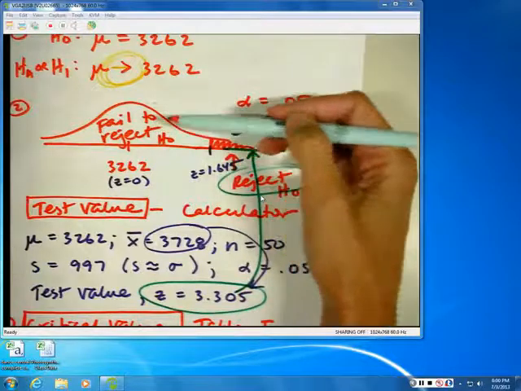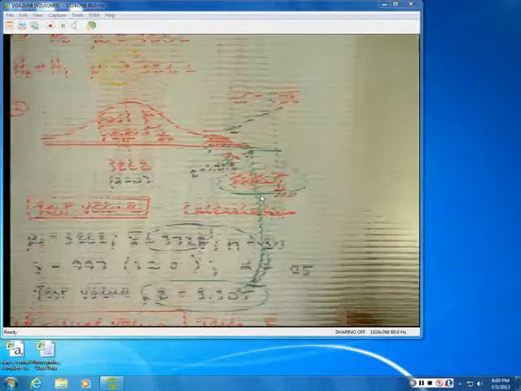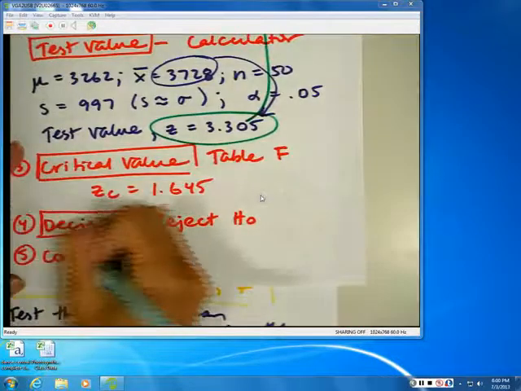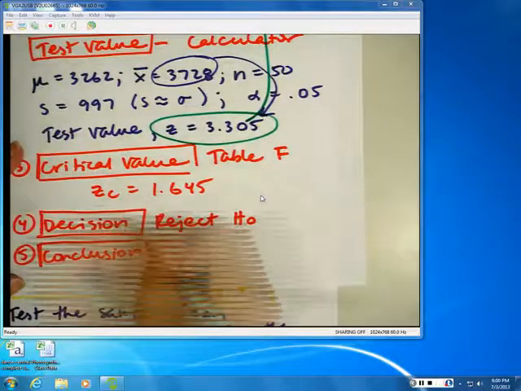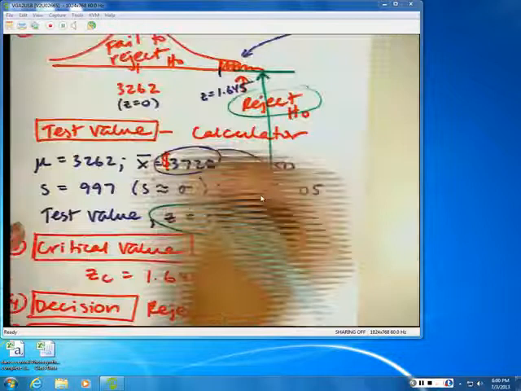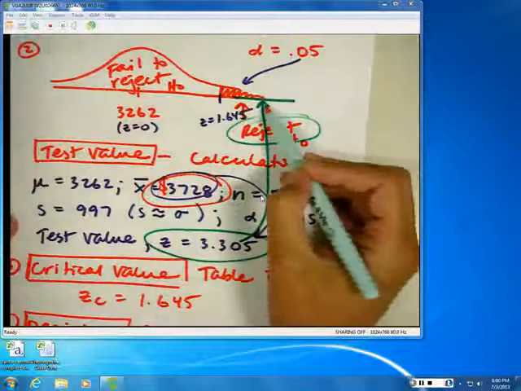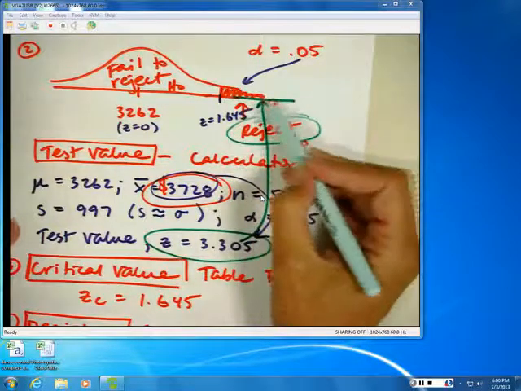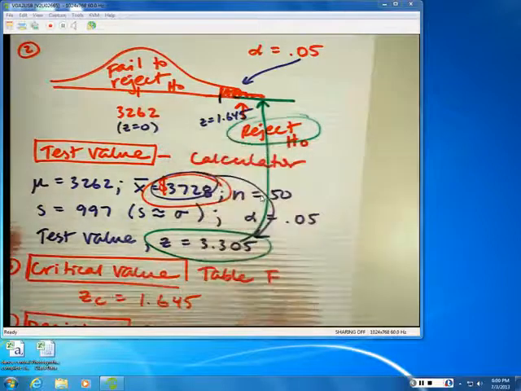Not a lot of points there for number 4. Number 5 is where it really matters. Number 5 is your conclusion. What does this mean? What does that mean for my 3728, those students that I interviewed? It means that their average is significantly more. Here it is. I define significance in this little tiny region. It's significantly more than what that national report stated. That's what I write in my conclusion.